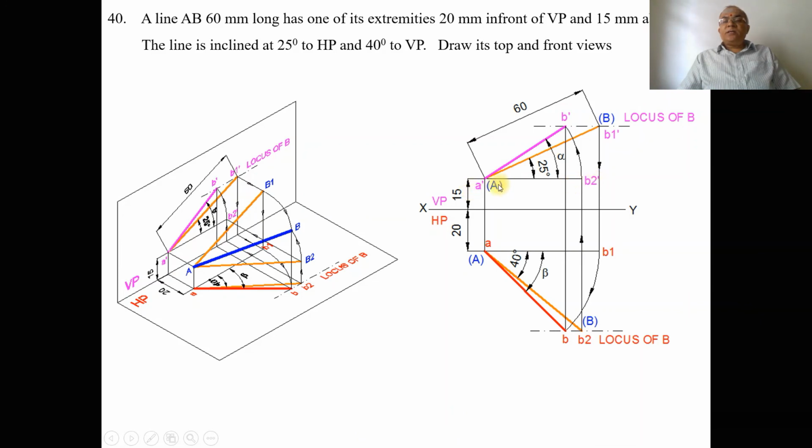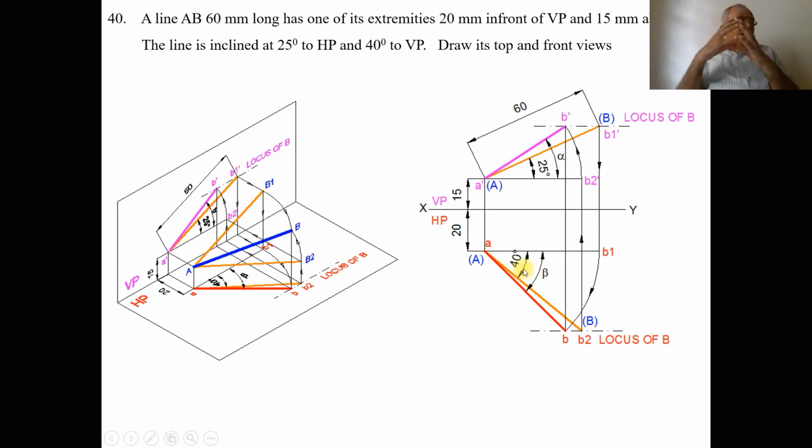So A dash and B2 dash are both above HP by 15 mm. But due to the presence of the locus of B in the front view, which is above HP by some distance, with A dash as center and A dash B2 dash as the radius, you draw an arc such that it touches the locus of B in the front view, and you mark this point as B dash and join A dash B dash with a dark line. So we need to write just the top and front views. We have written the top and front views and show the dimensions as per the drawing shown.